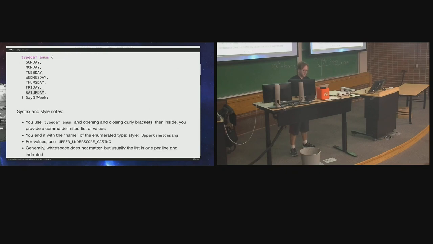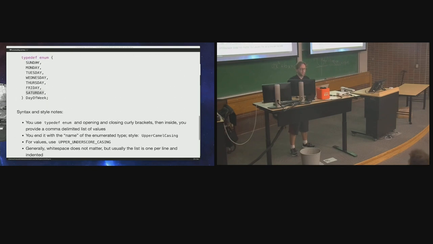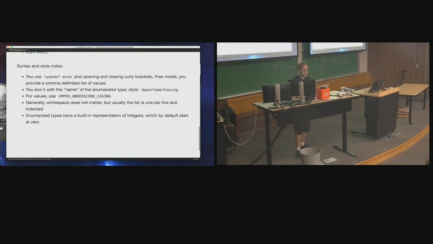Enumerated types have a built-in representation of integers, which by default start at zero. Right? So in this case, Sunday would have a value of, it's the first one, so if it starts by default at zero, it'll have a value of zero. Monday will be one, Tuesday will be two. What will Saturday be? Careful. If you start at zero, the seventh one is six. Right? So because of this internal representation, you can get into trouble.